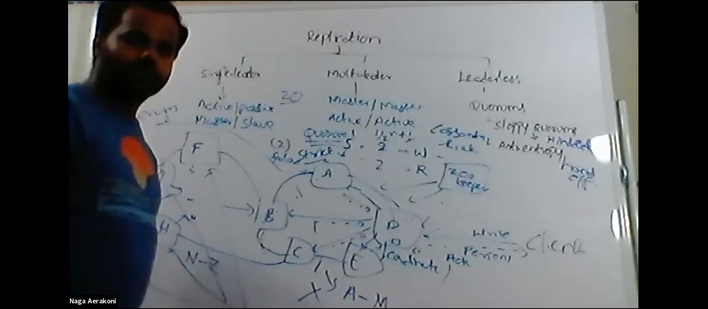What is the best practice to actually select the quorum count? What should that number be?